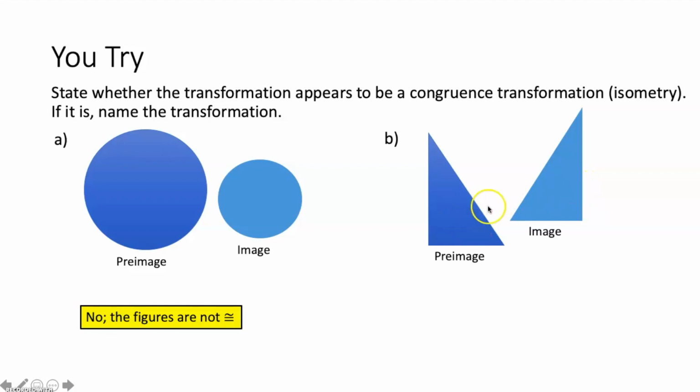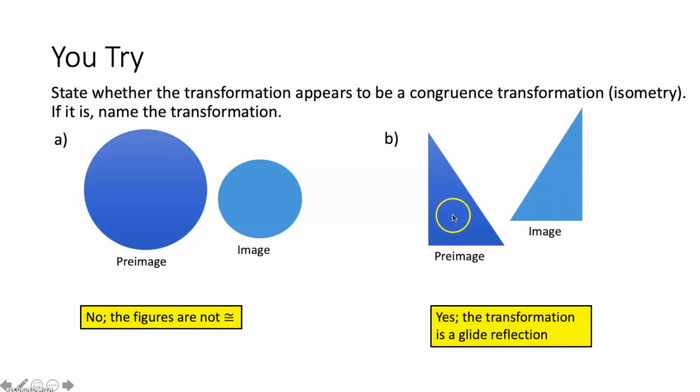Now the question is, how do you get from your pre-image to your image? Well, what I could do is I could actually reflect this blue pre-image over a vertical line. So if I were to flip that over a vertical line, and then I would have to slide it up a little bit. So what do you call it when you reflect and then translate, or translate and reflect? That's a glide reflection. So this is a congruence transformation, and it would technically require a glide reflection, a reflection and then a translation.